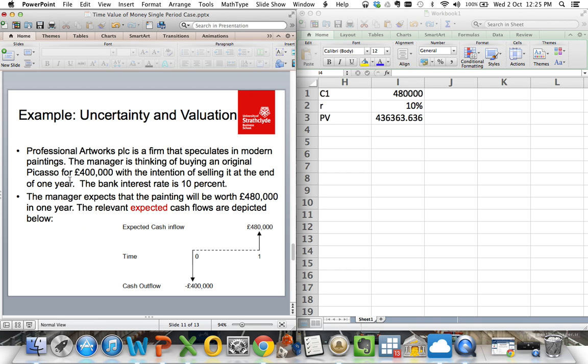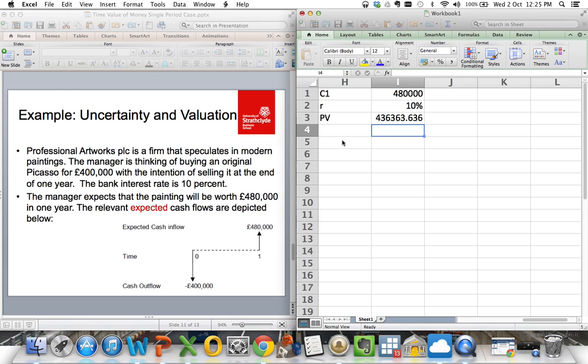Now compare that to how much you would have had to invest in the project. So if I go up here, you're going to invest 400,000. So if you're going to get 480, then that's actually a good investment. Why? Well, what's the NPV? Let's look at the NPV here. The NPV is equal to the initial investment of 400,000 plus the present value. So you're actually making or increasing the value of your wealth.